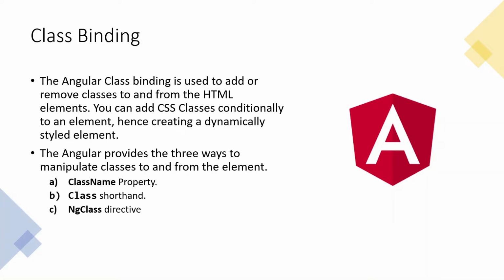Angular provides three ways to manipulate classes to and from the element. The first one is class name property, the second one is class shorthand, and another is ngClass directive. Now let's go to our VS Code and see how we can implement the class binding.